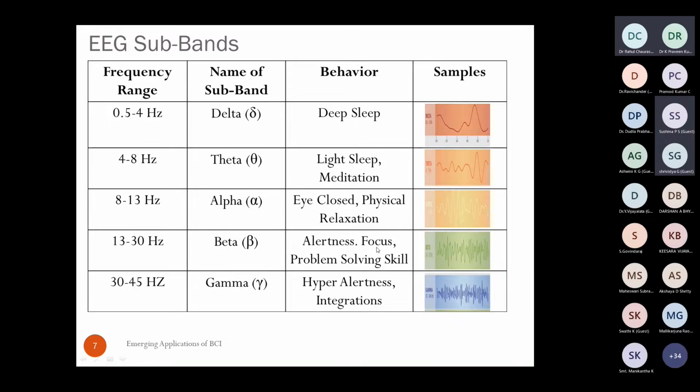What is a brain computer interface? Basically, from your brain you are giving direct signals to the computer. For giving direct signals to the computer, you should be physically relaxed. At the same time, you should be focused on the problem, or alert.